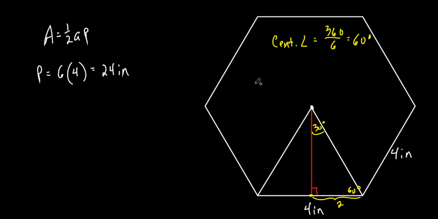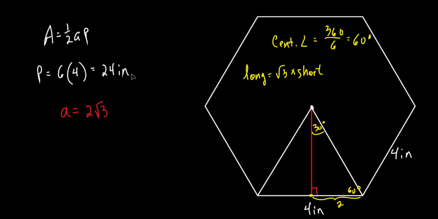So what do I know about a 30-60-90 triangle? What about the long side and the short side, since we're running out of time? The long side is what? The square root of 3 times the short side. So guess what? What's the long side of this? It's the apothem, isn't it? You see it? So the apothem is equal to 2 times the square root of 3.